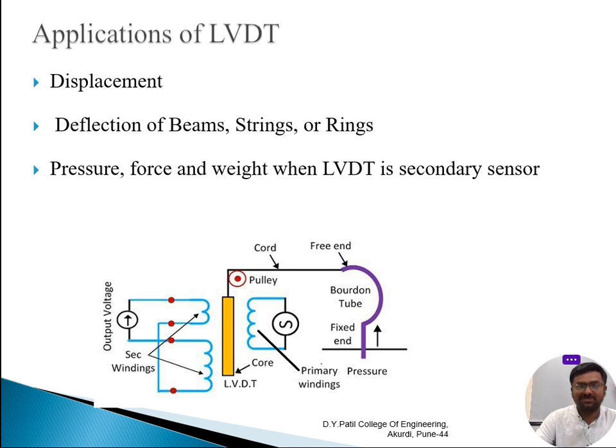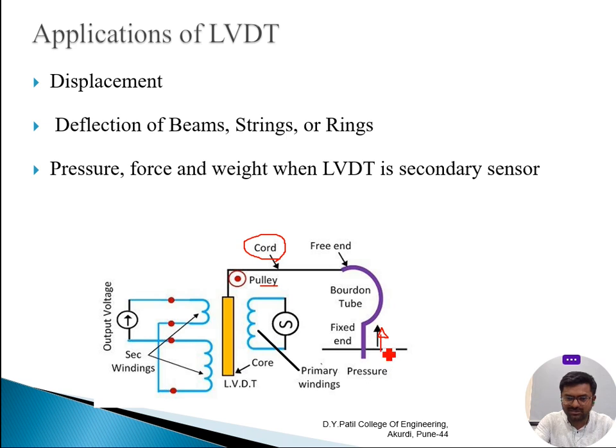The next one is pressure: to measure pressure, force, and also weight. One of the best examples is shown here. Pressure is applied like this, and it can be felt by this Bourdon tube. The amount of displacement that happens can be carried by a cord or the arm. It is connected to a core through a pulley.